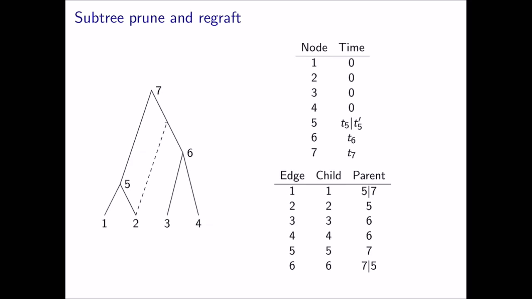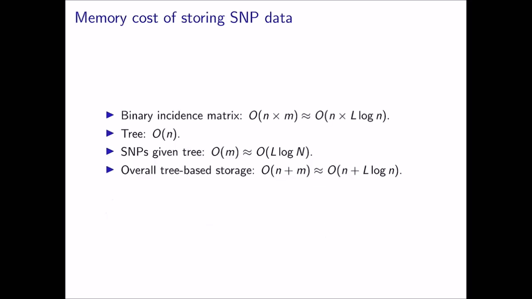But I can perform this operation, changing the tree, by changing an order 1 amount of information in my data structure. So the amount of change I have to make here does not depend on what my sample size is, for instance. And this I could use to run my Metropolis-Hastings chain.